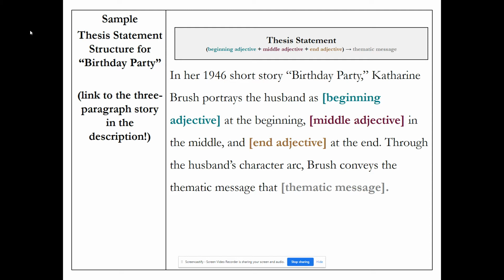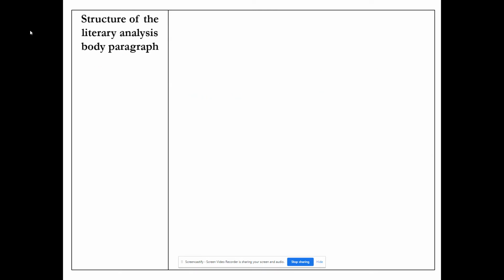In her 1946 short story Birthday Party, Catherine Brush portrays the husband as your beginning adjective, the adjective describing the husband, the character that's being analyzed at the beginning of the story. Middle adjective in the middle. That's, again, the adjective that describes the character in the middle of the story, in this case in paragraph 2. And then end adjective at the end. That is the adjective that describes the husband at the end. Through the husband's character arc, Brush conveys the thematic message that people who something about pride, often something about relationships. Okay.